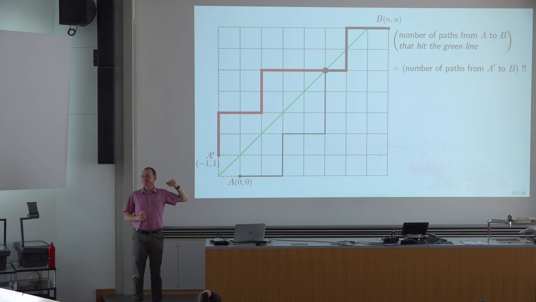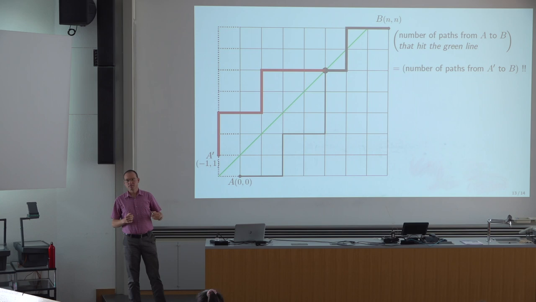Okay, what are the paths from A prime to B? Let's give a specific answer in terms of numbers, and then we'll check. We'll see that there are fewer. They have to be fewer. So what is it? How do we count? Yes? N minus one. Okay, so let's see.